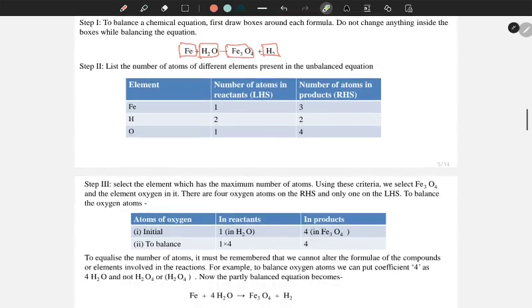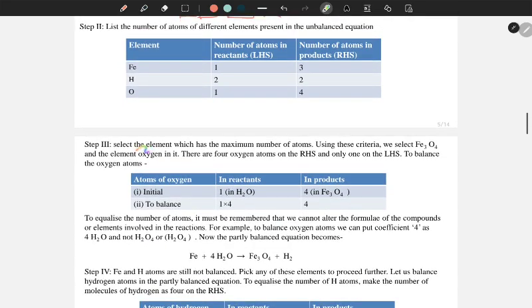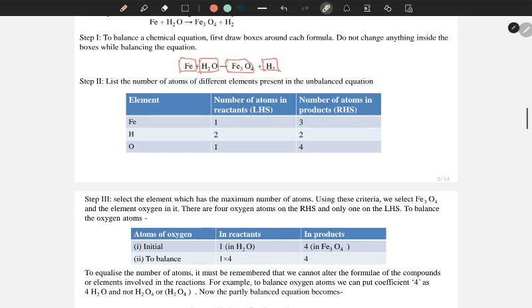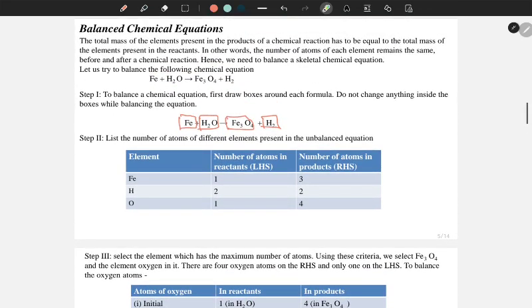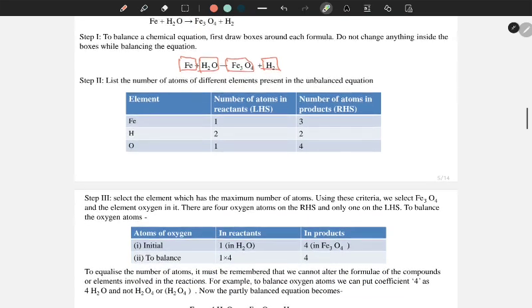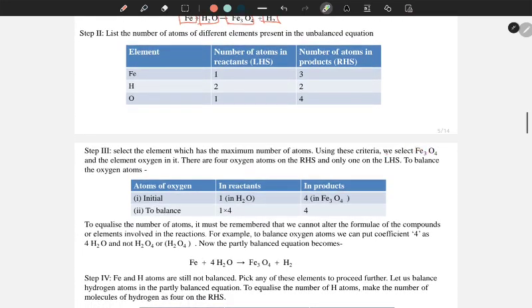Okay, so 4. Next, let's go to the third step, that is select the element which has maximum number of atoms. Using this criteria, we have to select the one that has the maximum number of atoms from the chemical equation. We have to select where more atoms are present. So here in this example, where are more atoms present? So Fe3O4 has more atoms present. So here we are taking ferric oxide. Okay, so we select ferric oxide and the element oxygen in it.